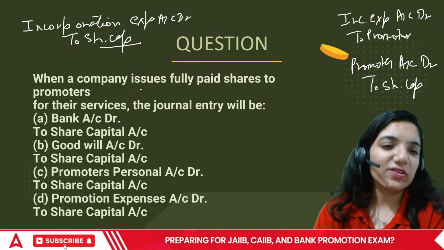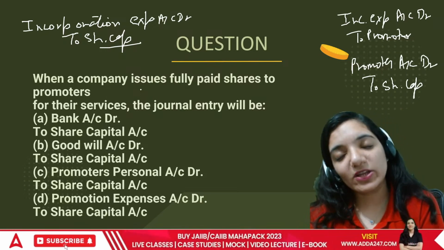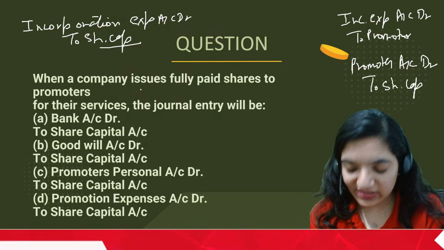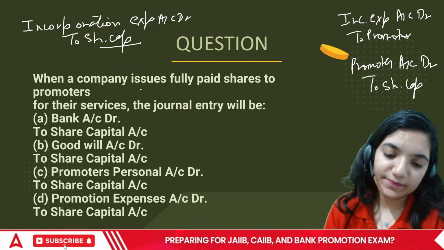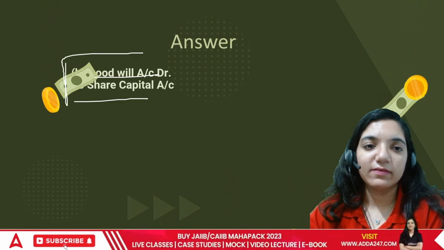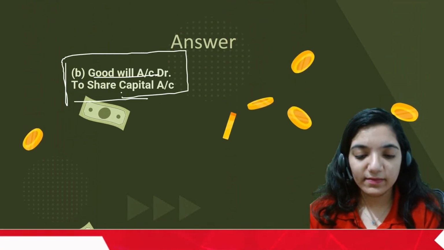Okay, since it's not there, I think then there are 2 points. Either you take it to the incorporation point. If you do not want to take it to the incorporation expenses, then you take it to goodwill. Then you take it to goodwill. Done?